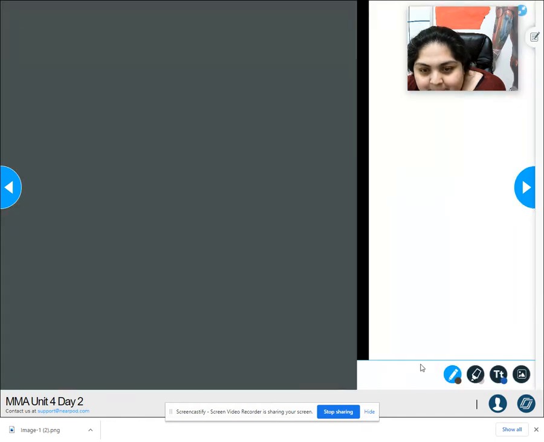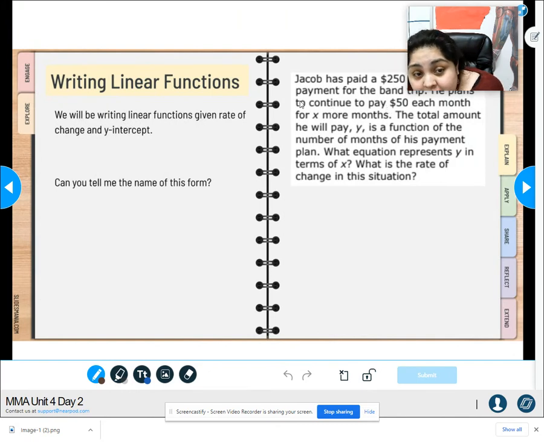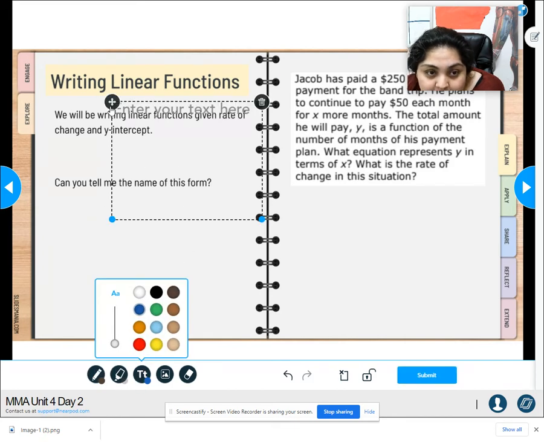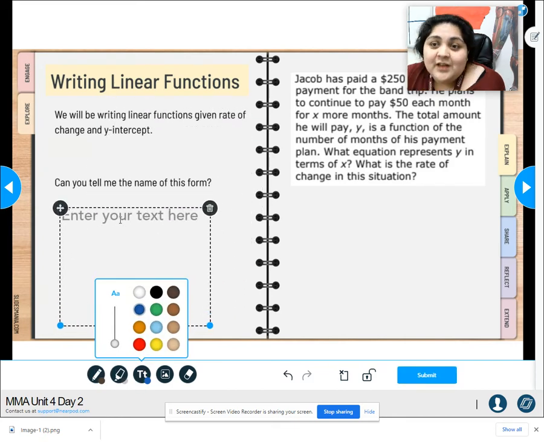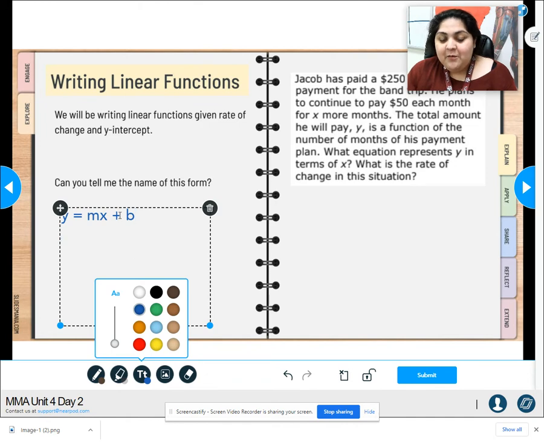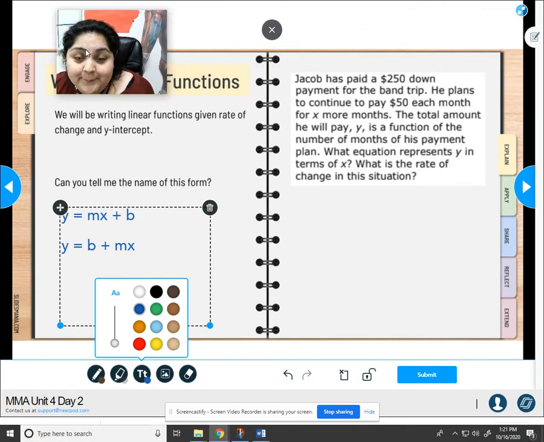All right, let's submit. Okay, so we're going to be writing functions. We'll be writing linear functions given the rate of change and the y-intercept. I hope y'all can remember the form that we're going to be using. It's one we went over in middle school: y equals mx plus b. Remember, now that we're in high school, another way they can write it is b plus mx. They can put the y-intercept first. This is what we're going to practice with board problems today.